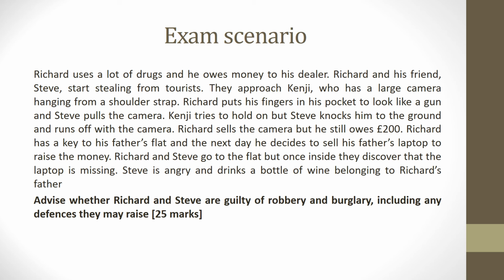And do Steve and Richard have the intention to apply unlawful force or to threaten? I think by nature of their actions, we could say there is intent there. We're not looking at reckless actions. We're looking at clear purpose here and a decision to steal from Kenji. And of course, by putting your fingers in your pocket to look like a gun, clearly that's not a reckless act. That's a decision to try to cause Kenji to fear here. So we would have robbery made out.